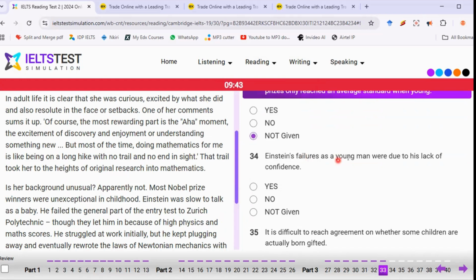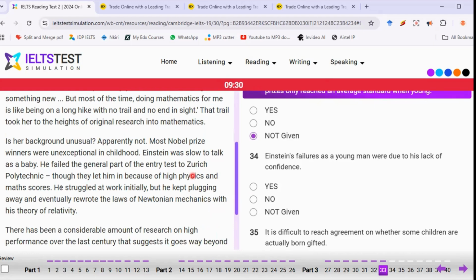Einstein's failures as a young man were due to his lack of confidence. So let's check Einstein. Einstein was slow to talk as a baby. He failed in the general part of the entry test to Zurich Polytechnic, though they let him in because of his high physics and math score. He struggled at work initially but kept plugging away and eventually rewrote the laws of Newtonian mechanics with his theory of relativity. His failure was due to lack of confidence. No, his failure, where is that place of failure now?